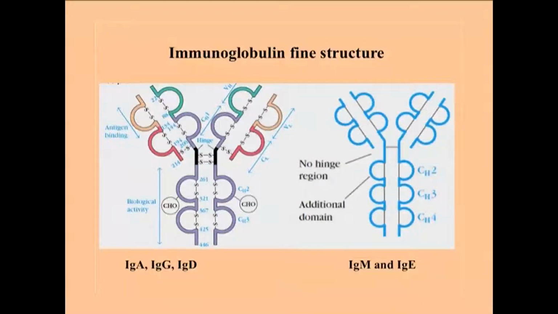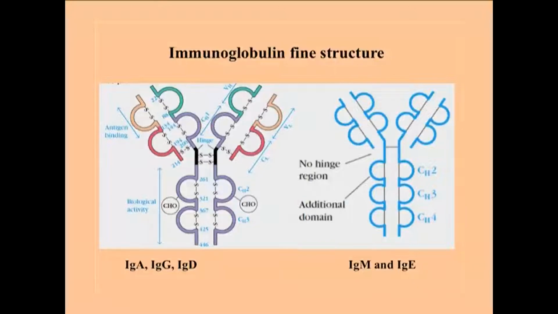For heavy chain, there are 4 domains in IgA, IgG and IgD, and 5 domains in IgM and IgE. 1 domain in the variable region and 3 domains in the constant region of IgA, IgG and IgD. Whereas in case of IgM and IgE, there are 4 domains at the constant region. Thus, the total length of the heavy chain of IgA, IgG and IgD is 440 amino acids, whereas in case of IgM and IgE, it is 550 amino acids, since each domain is composed of 110 amino acid residues.